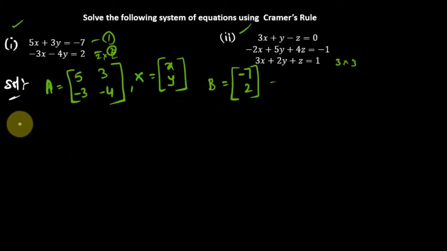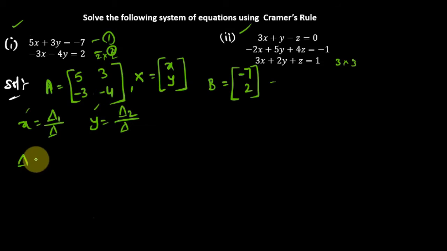to find x there is a formula called delta 1 by delta. Similarly, for finding y, delta 2 by delta. So these are the formulas to find the variables x and y. But what are this delta 1, delta 2 and delta? That I will explain now. Delta is nothing but the determinant of A.